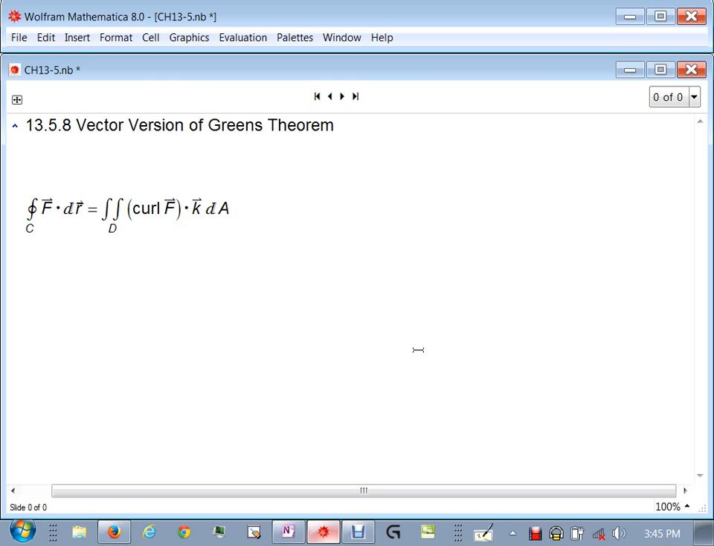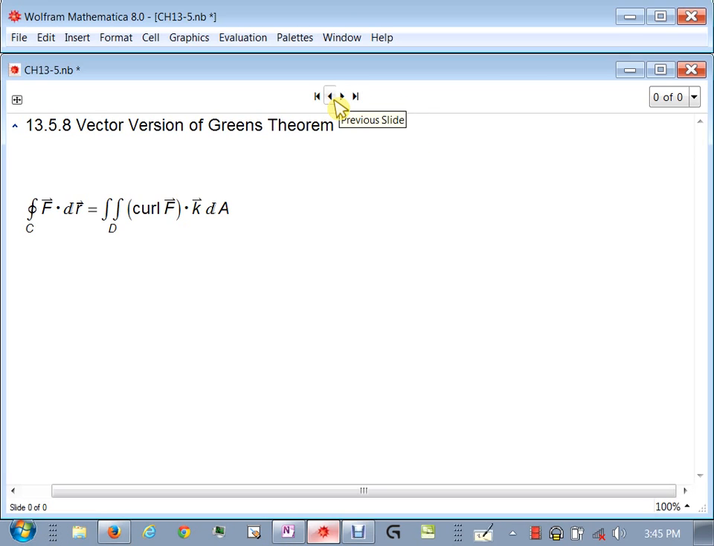So now that we've defined what curl is, we have a different way of defining the Green's theorem we just had. We have the line integral over C of f dot dr is equal to the double integral of curl of f dot k. What the heck's that? What's the curl of f? Let me go back to what the curl of f is.